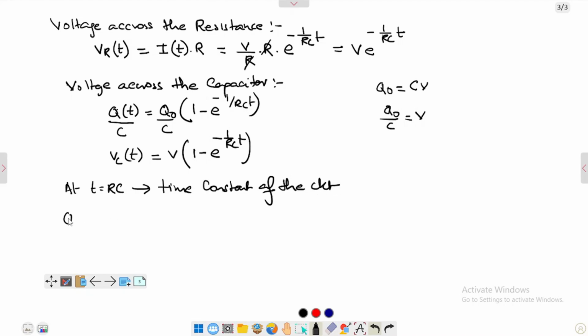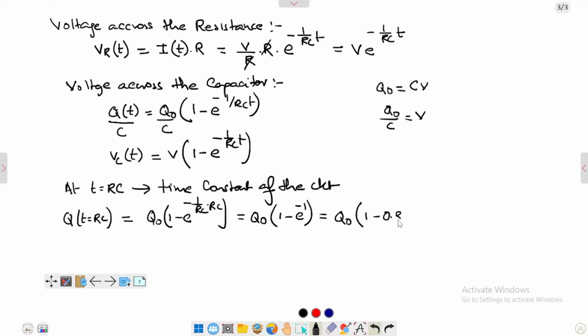So if I find out the charge at t equal to RC, we will see that it will be Q0 (1 - e^(-1/RC × RC)), and that gives me Q0 (1 - e^(-1)), that gives me Q0 (1 - 0.368), and that gives me 0.632 Q0. It says that 63% charge buildup occurs at time constant t equal to RC.